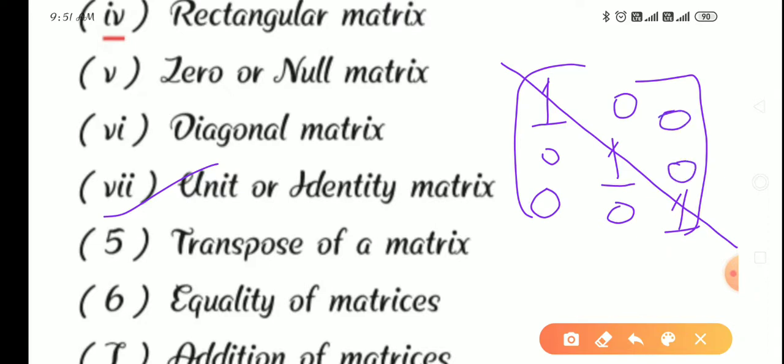So is it a diagonal matrix or not? Because leaving the elements on the principal diagonal, other elements are 0. So that's why I said a diagonal matrix. A special type of diagonal matrix is called a unit matrix. What is the specialty? It is a diagonal matrix and the principal diagonal elements are 1 only. Exactly 1 must be there. So that's why it is a unit matrix or identity matrix.